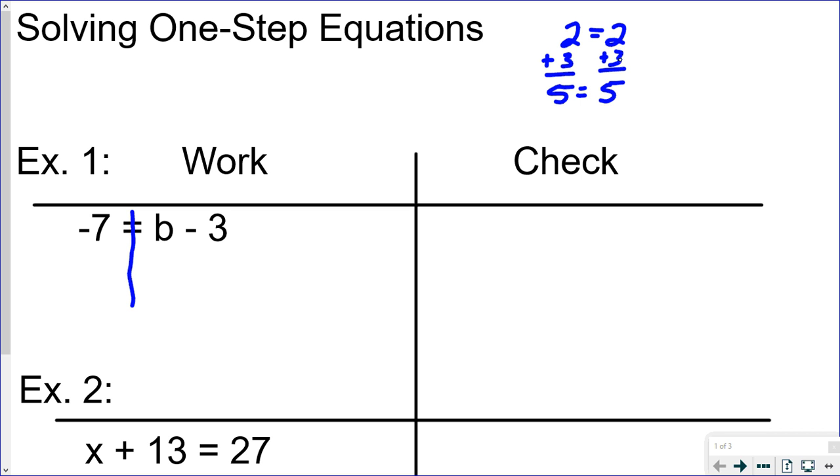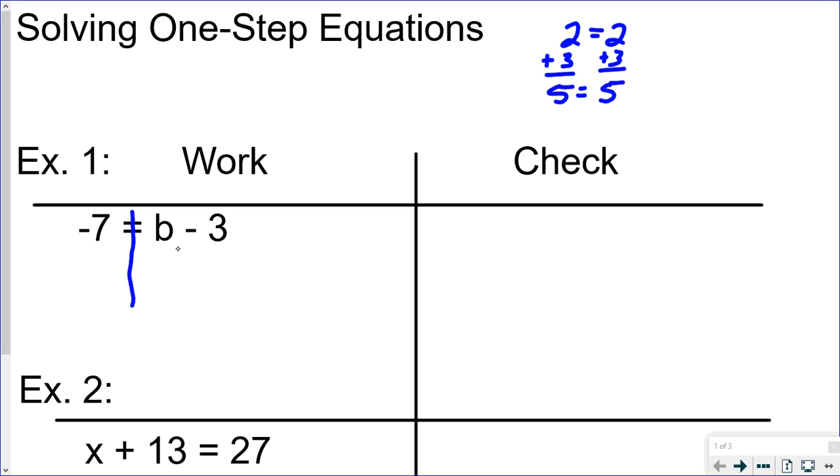So that's the key point. You have to do the same operation on both sides of the equal sign. A lot of teachers draw a line down the middle of the equal sign to remind you that whatever you do on this side of the line, you have to do the same thing on this side.